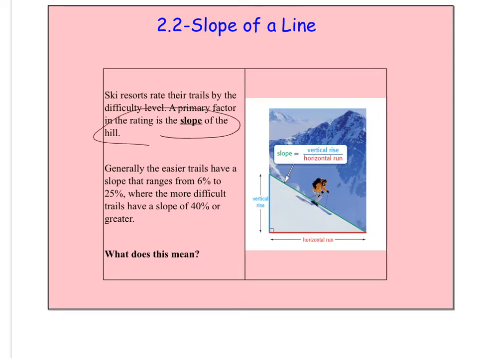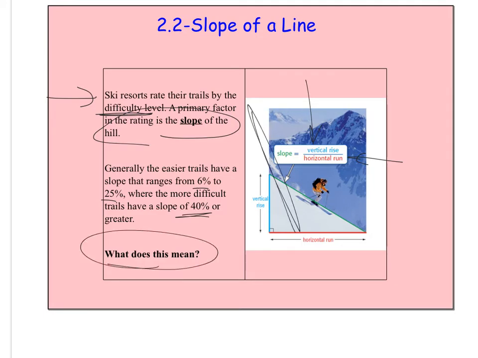Slope is basically going to be vertical rise over horizontal run, and ski resorts kind of rate their trails by the slope. So easier trails go 6 to 25%, where difficult trails have a slope of 40% or greater. What does this mean? This means the steeper the hill, the more dangerous it is, which should kind of make sense to you guys.